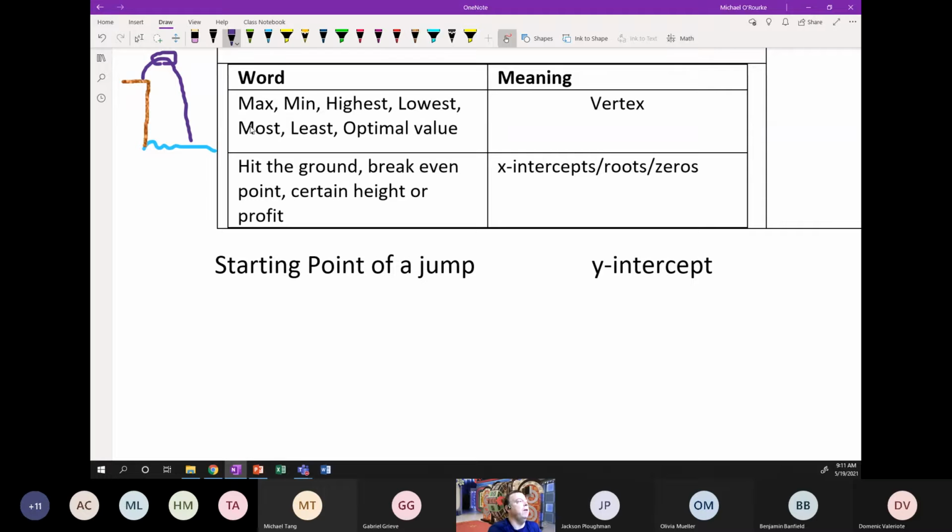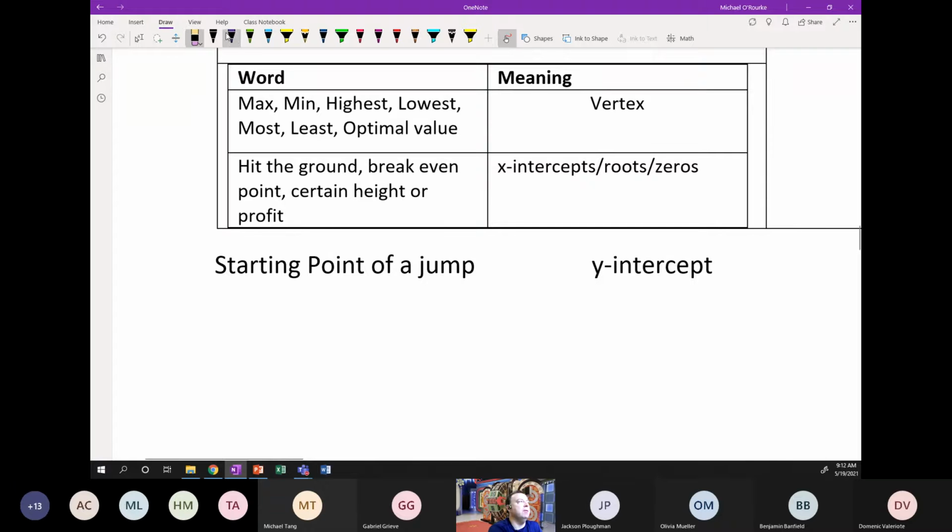If I was looking at profit, this was a chart about profit of a company, and I was asking what price should I sell something at? That would be referring to the vertex, right? If I was selling sunglasses, if I sell them for $5, I'll sell this many. Or if I sell them for $20, I'll sell this many. What's the best price to get the most profit? So those are all words that deal with vertex: optimal value, what's the least.